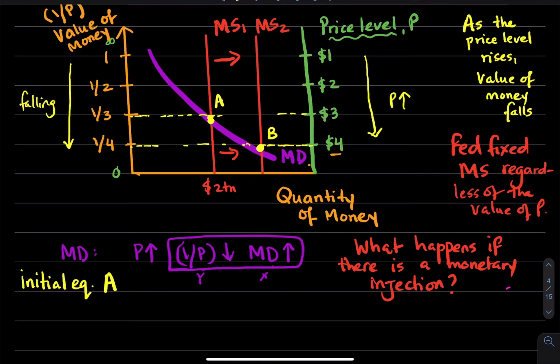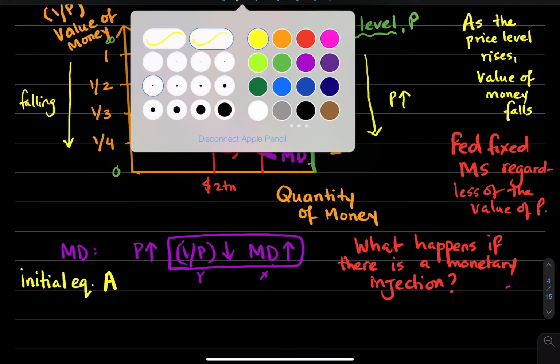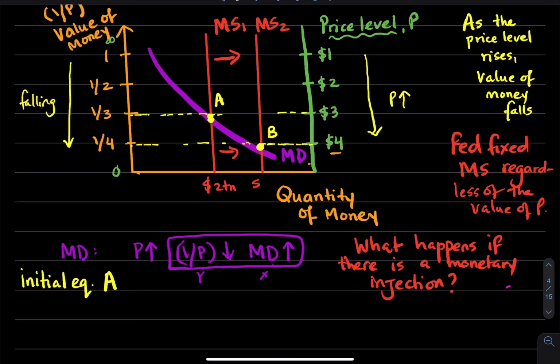Maybe we can call this quantity of money 2 trillion, and maybe this is 3 trillion. Forget that. Let's just say that it was $1 trillion in terms of monetary injection.